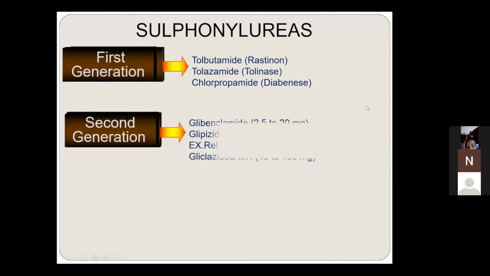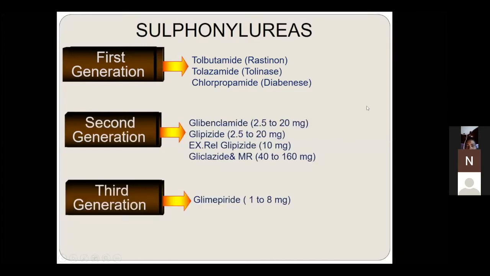Then we come to the different classes which we can use in different stages. The sulfonylureas are the major and the cheaper drugs, but we have now moved to the second generation and the third generation. Tolbutamide, chlorpropamide, they're almost not used nowadays, or very, very sparingly used. The second generation are still used. Glibenclamide you use, but it is a very potent drug. Glipizide and gliclazide can also be used in CKD patients.